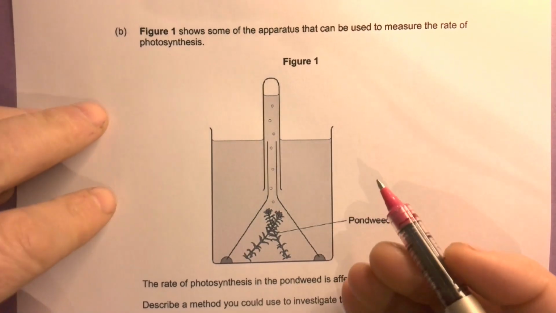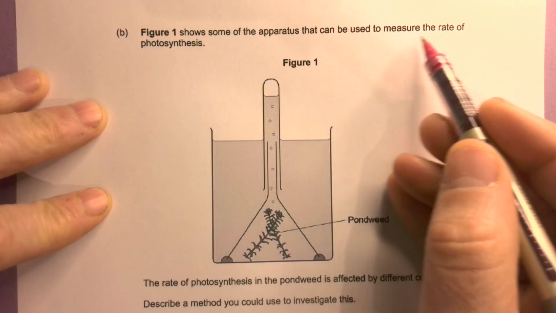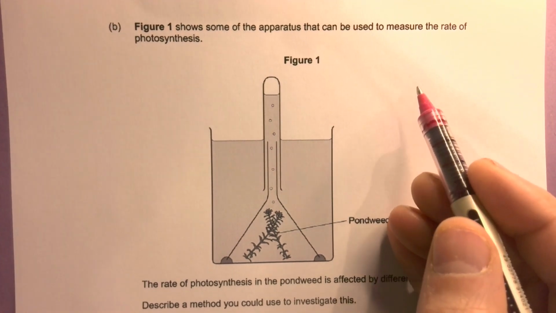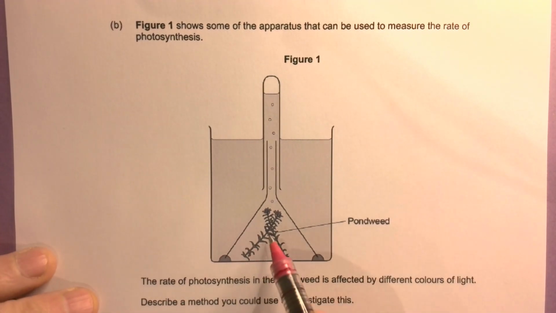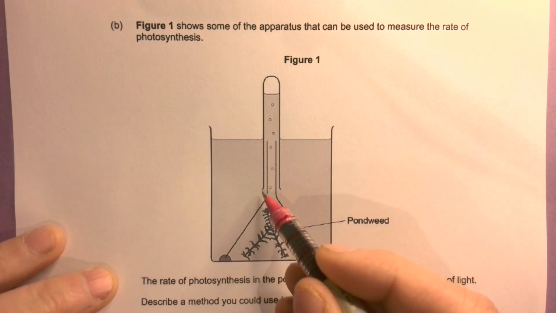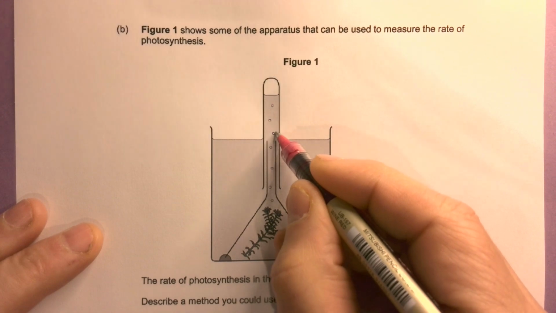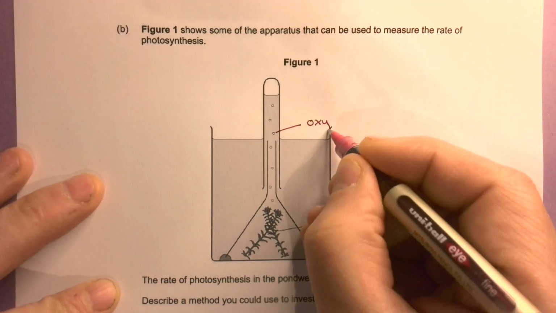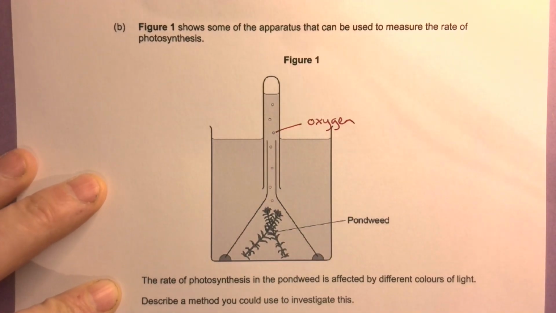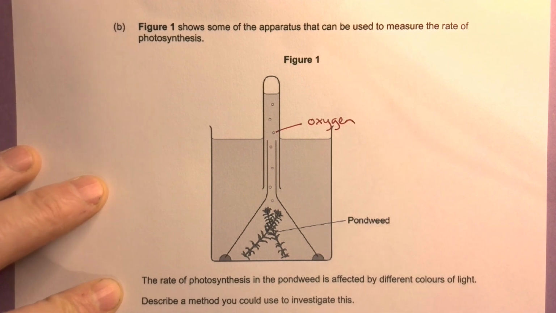Figure 1 shows some of the apparatus that could be used to measure the rate of photosynthesis. We've got pondweed inside a funnel, and on top of the funnel we've got a test tube. You can see there are little bubbles, so there'll be bubbles of oxygen. Okay, so this is a required practical for photosynthesis.